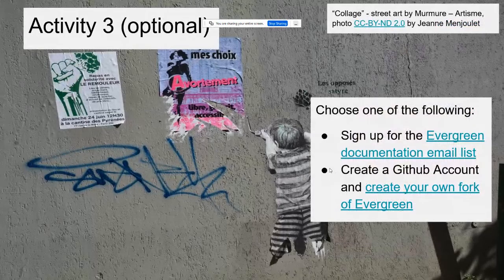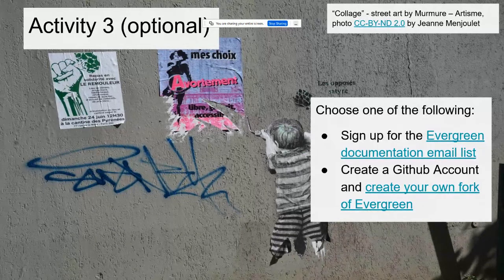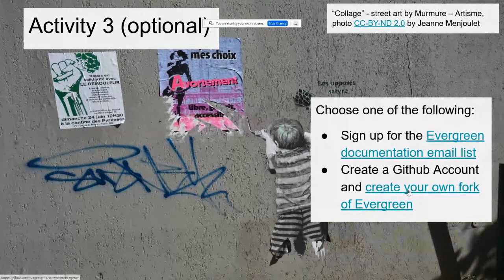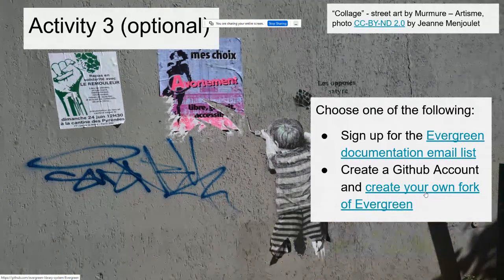And there is an activity associated with this step as well. So this is an optional activity. The activity is to choose one of the following two things to do. Either sign up for the Evergreen documentation email list, which is where you would email your documentation that you'd like to add, or create your own GitHub account and create a fork of Evergreen, which is the first step in that more advanced process.